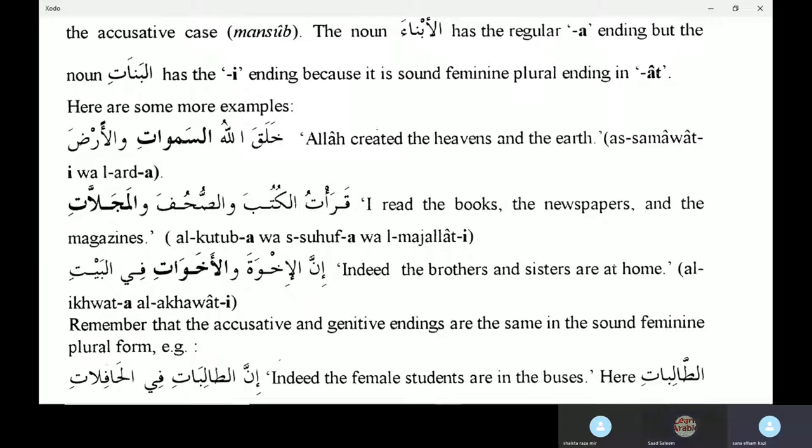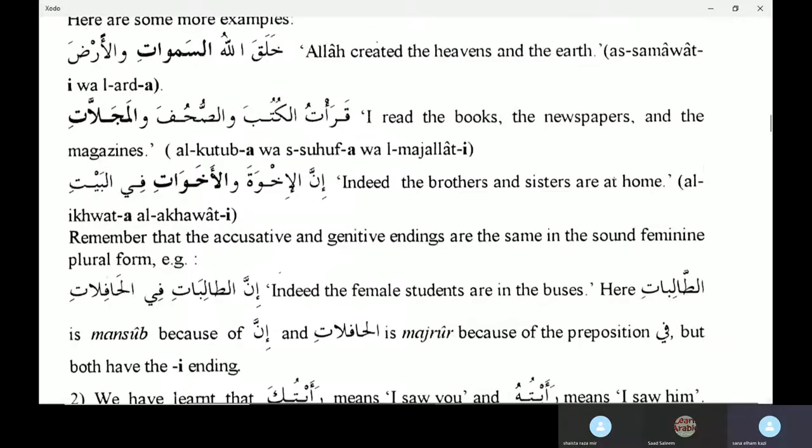Inna al-ikhwata wal-akhawati fil-bayti. Same thing. Inna, indeed, al-ikhwata is the brothers. Akhawati, because of alif ta. As you remember, we use fatha with the next word after inna. But here, akhawat, we are using kasra. And then fil-bayti is in the house, or at home.